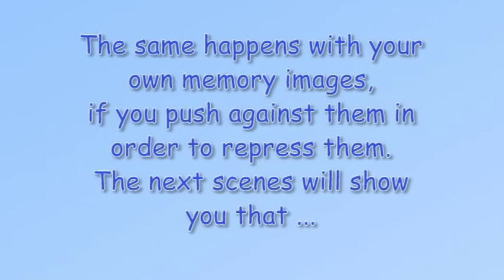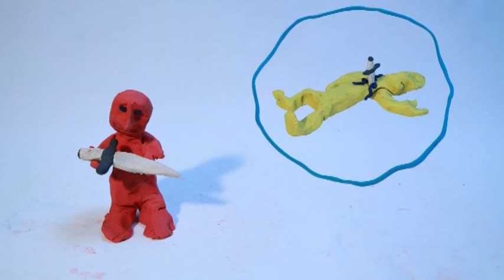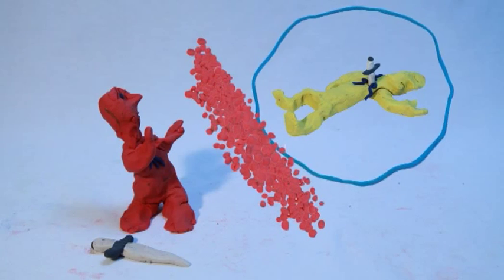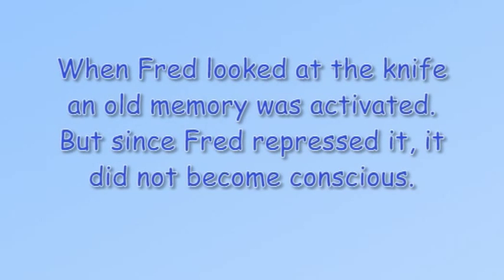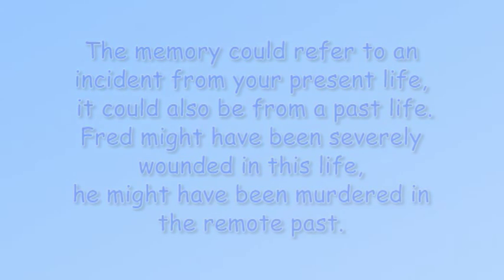The same happens with your own memory images if you push against them in order to repress them. The next scenes will show you that. When Fred looked at the knife, an old memory was activated. But since Fred repressed it, it did not become conscious. The memory could refer to an incident from your present life. It could also be from a past life. Fred might have been severely wounded in this life. He might have been murdered in the remote past.